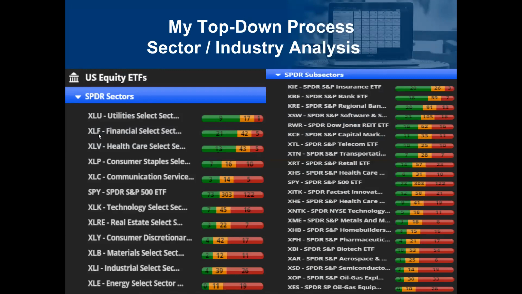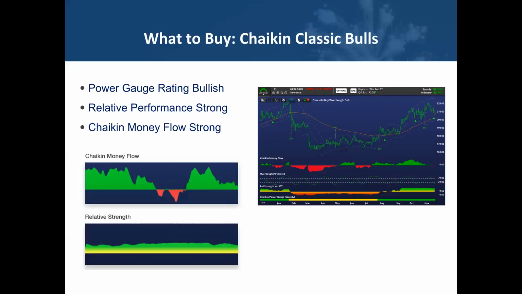Take, for instance, the financial sector: 21 bullish or very bullish stocks and only 5 bearish or very bearish stocks. We can then look within the financial sector for which areas are the strongest, and that's where the industry analysis comes in. Same process. We want to be looking at insurance, the major banks, the regional banks, and we're starting to look at the capital market stocks. So we start at the sector level, identify the strongest sectors, and then within the strongest sectors, we identify the strongest industry groups. And then from there, we take it to the stock level.